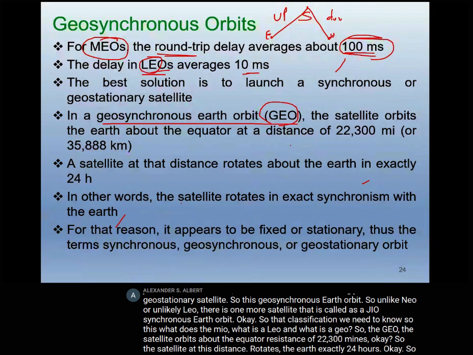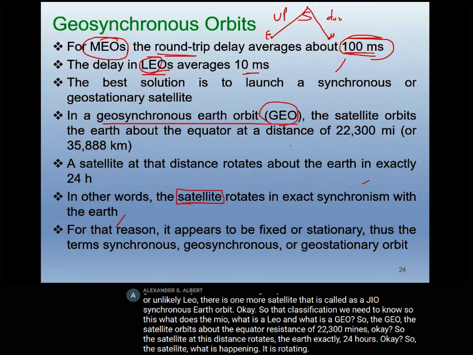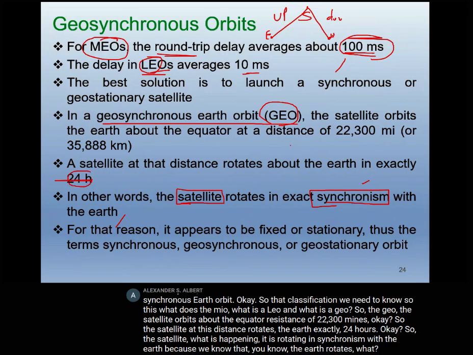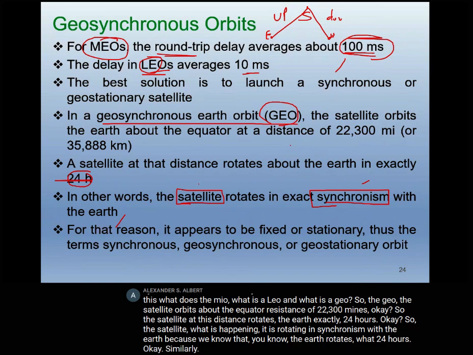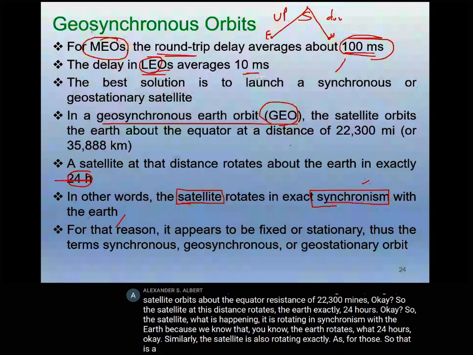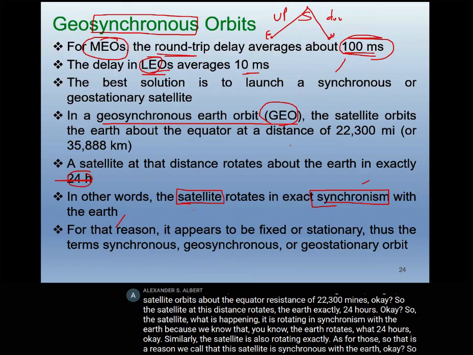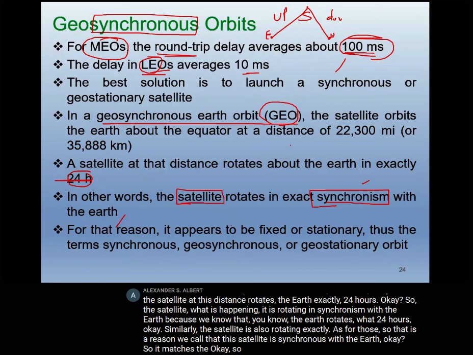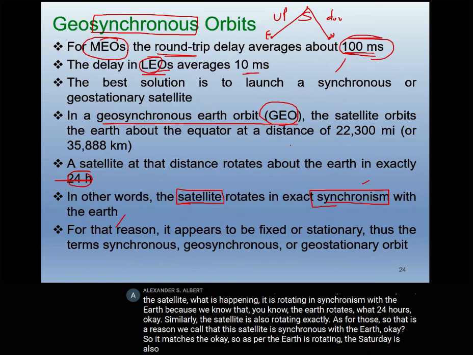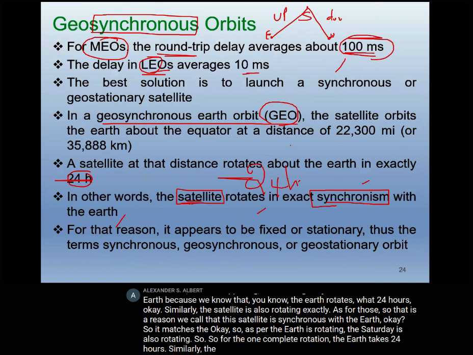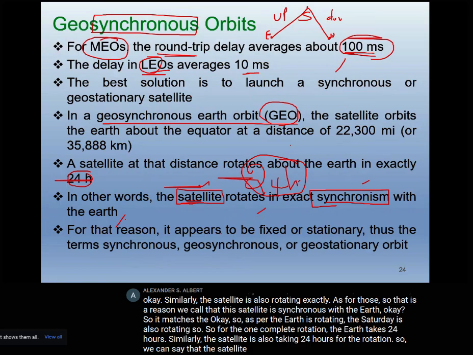So what is happening? The satellite is rotating in synchronism with the Earth, because we know that the Earth rotates in 24 hours. Similarly, the satellite is also rotating exactly as per the Earth. That is the reason we call this satellite synchronous with the Earth. It matches the Earth. As the Earth is rotating, the satellite is also rotating. For one complete rotation, the Earth takes 24 hours, and similarly the satellite also takes 24 hours. So we can say the satellite is synchronized with the Earth.